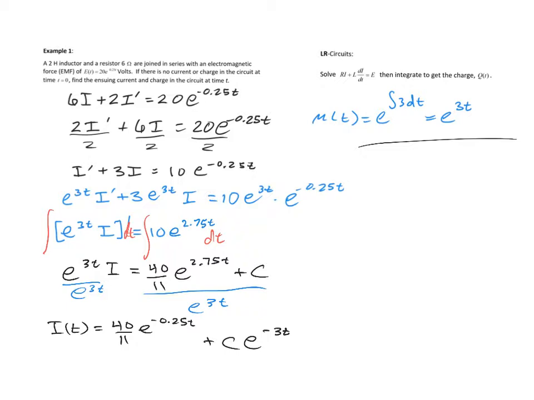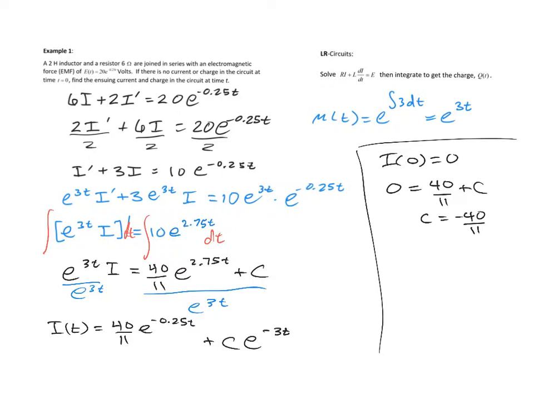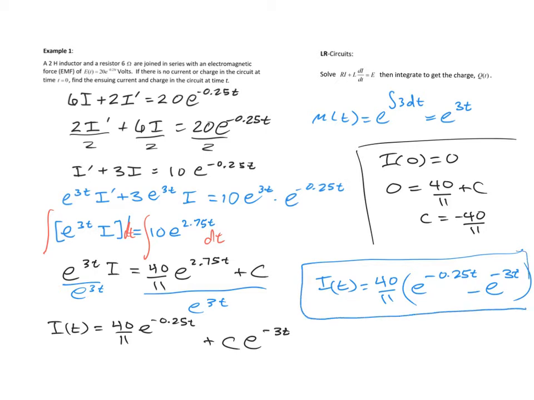And they tell us in the problem that we have no initial current, so I of 0 is equal to 0. So 0 is equal to 40 elevenths plus c. c is negative 40 over 11. So our current is going to be I of t is equal to 40 elevenths times the quantity e to the negative 0.25 t minus e to the negative 3t. And that is the current on our circuit at any given time.